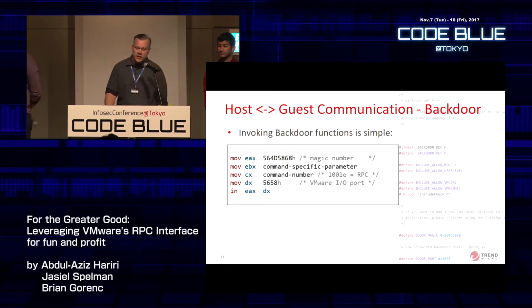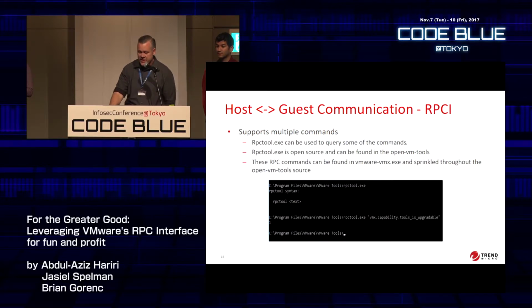Now, how would you actually invoke communication over the backdoor channel? It would look like this in assembly, and what you're doing is in EAX, you're going to load VMXh, you're going to put command-specific parameters in EBX, and you're going to put the command value into ECX, define whether you're going to use the high bandwidth or the low bandwidth mode, and then call the in instruction, and that will actually force the hypervisor to process that backdoor command. And we'll go over a lot more detail of how this happens in RPC in a second.